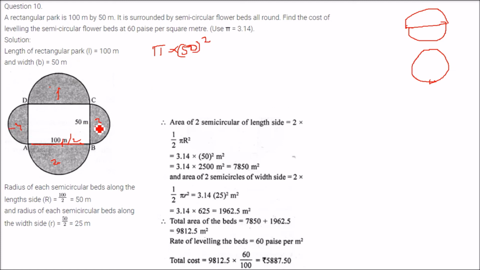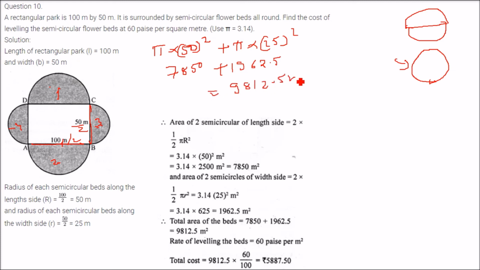Okay. 50 square. Now what is this one, these two? This will be another circle. And what is the radius? 50 is the diameter. So 50 by 2 is the radius. That is 25. So we are adding these two. Pi into 25 square. Okay. Now when we just add them, this one is going to come as 7850 and this is going to come as 1962.5. When you add them, you're going to get 9812.5 meters square.